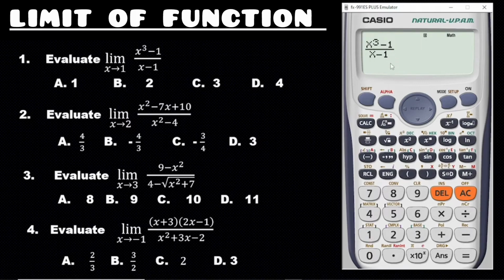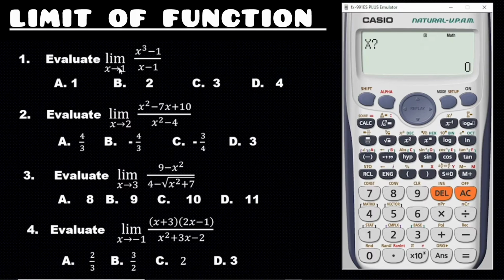Okay, so after entering the expression, the next thing to do is to press the calc button. So you press on calc. The calculator will ask you what value of x do you want to use. Now, the limit given to us is x is approaching 1. That means x is not 1. It's a number close to 1. So if you use 1, you will get an error on the calculator.